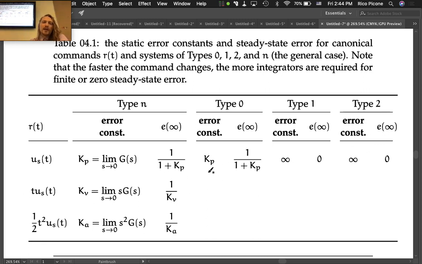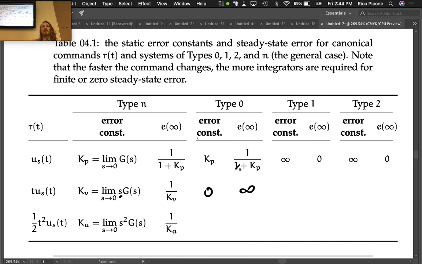So let's do this row here. It turns out that the error constant, if you've got a ramp input, if we compute this error constant Kv, look, there's an S that comes in. That S is going to screw us up because it's going to cancel one of our integrators in G. So instead of having an error constant that's finite, we're going to have an error constant of 0. That's bad news, because with an error constant of 0, we're going to have a steady state error of infinity.